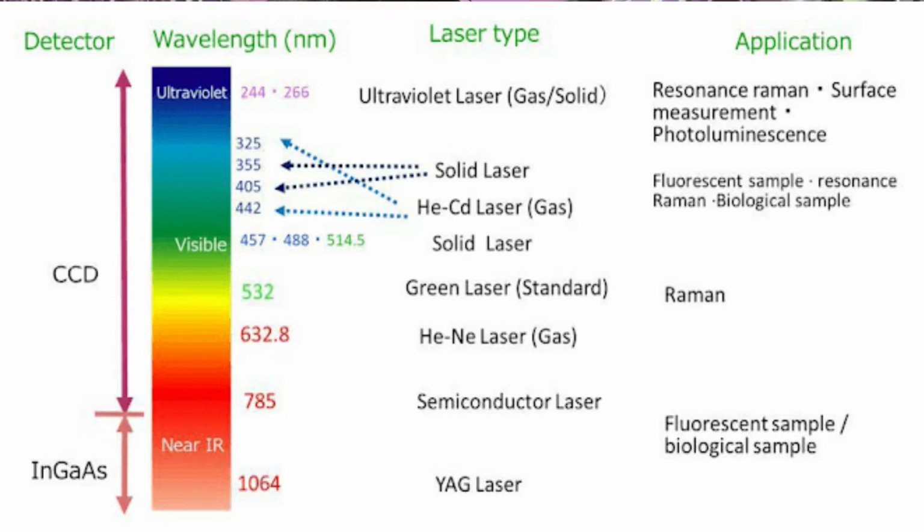And then we have visible, which is the wavelength between 457 nanometer until 660 nanometer. And last, we have near infrared with the wavelength between 785 nanometer until 1064 nanometer. So the correct choice of laser wavelength will determine the effectiveness of the laser Raman, because we know that different wavelength will produce different energy.